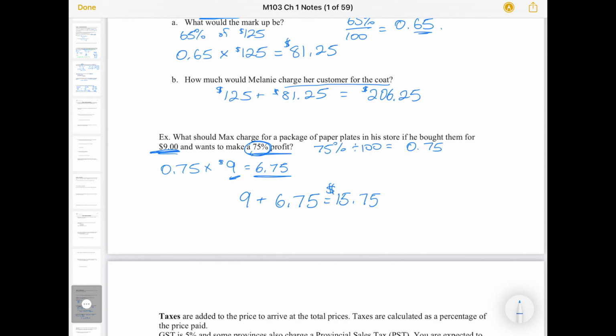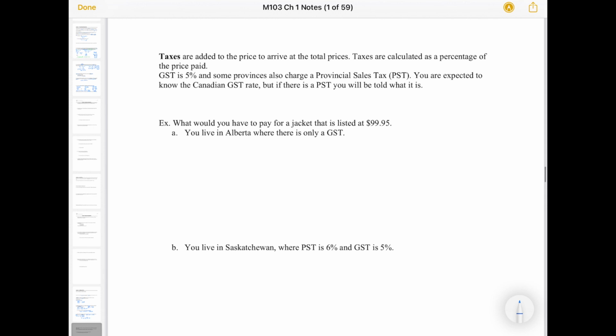All right, very similar to markup is we have taxes. Taxes are added to the price to arrive at the total price. That's the amount of money you would be charged at the till. So they are calculated as a percentage of the price paid. GST is 5%, and some provinces also charge a provincial sales tax, a PST. You need to know the Canadian GST rate is 5%, but if there is a PST, a provincial tax, I will tell you that, and I will tell you how much that tax is. So you don't need to worry about remembering it. You just need to use it if I tell you about it.